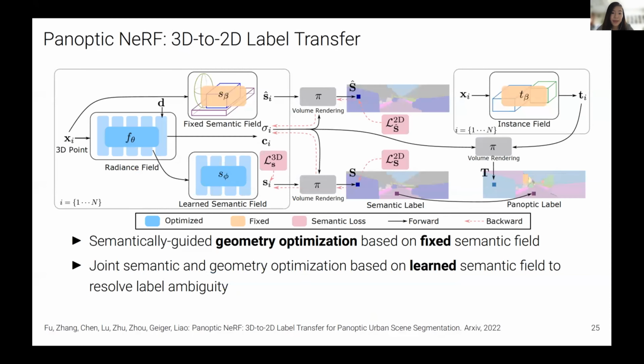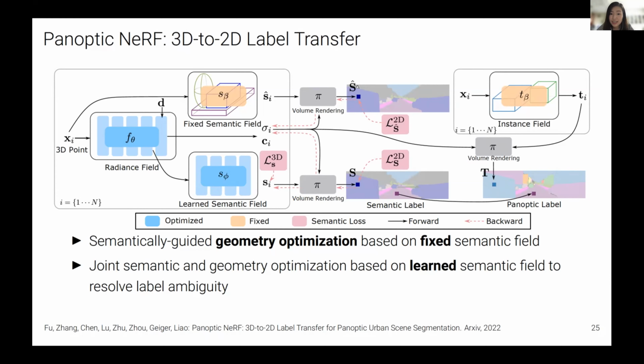Here is the main pipeline of Panoptic NeRF. The key to our method is the leverage of dual semantic fields. So why do we want to have these dual semantic fields? Firstly, we have a fixed semantic field determined by the bounding primitives, and we render a semantic map based on this fixed semantic field. And then we minimize the cross entropy loss compared to the noisy 2D ground truth.